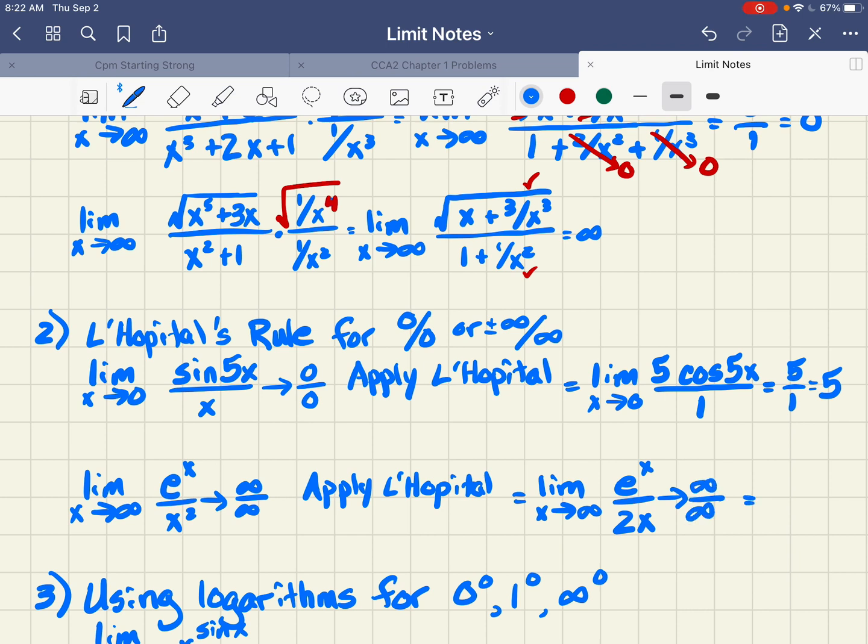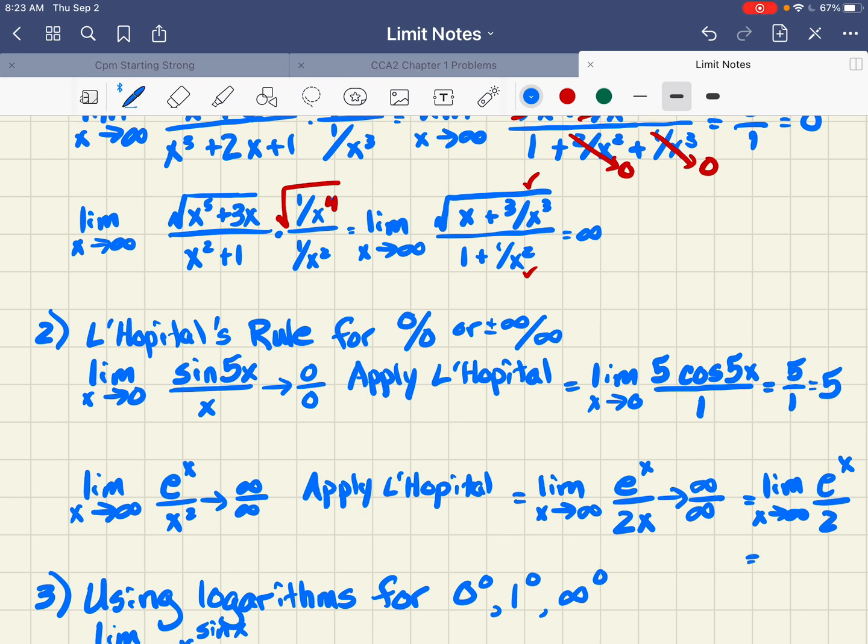So we're going to apply L'Hopital's rule again. Derivative of e to the x is e to the x. Derivative of 2x is 2. So now the numerator will go to infinity and the denominator will go to 0.